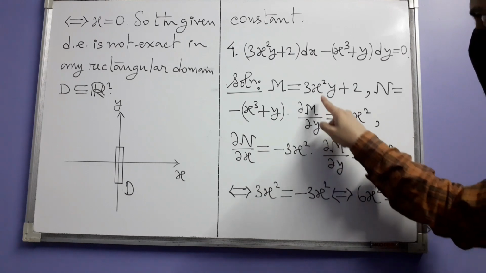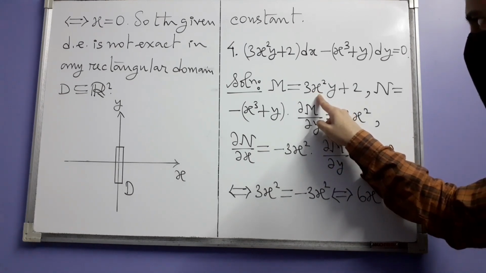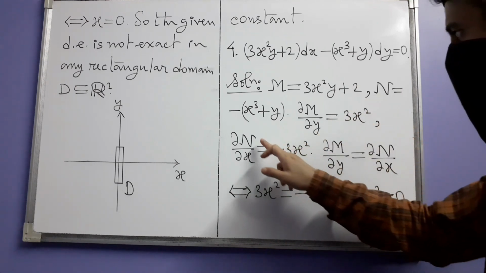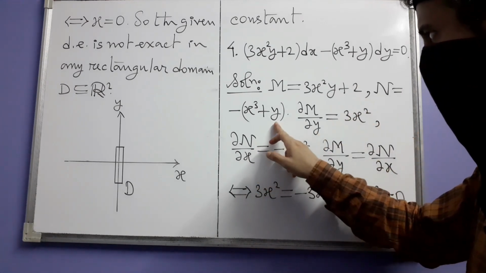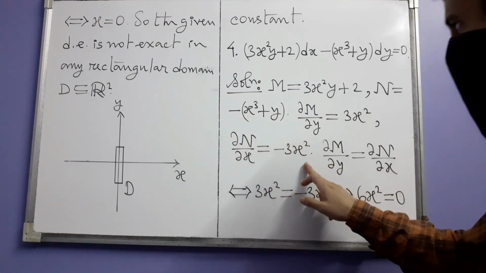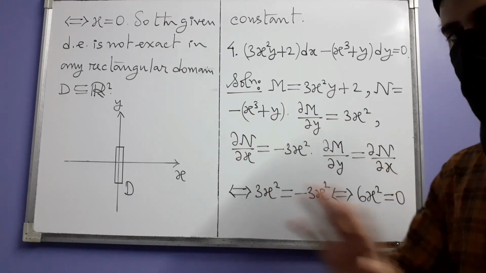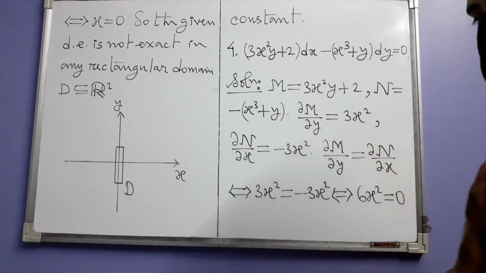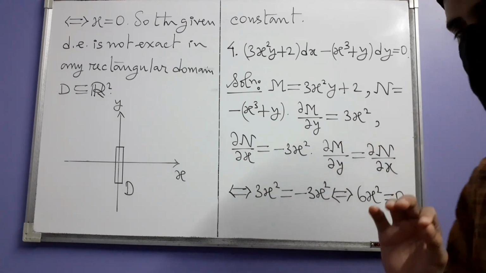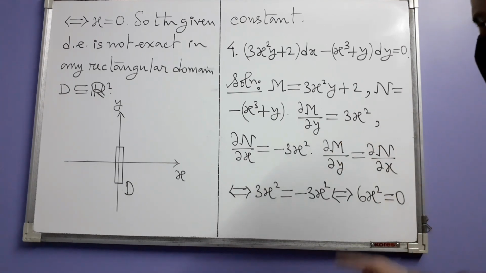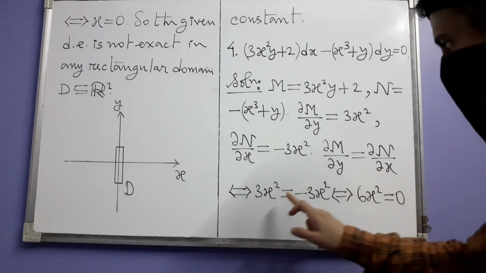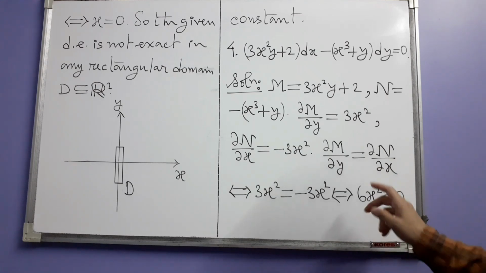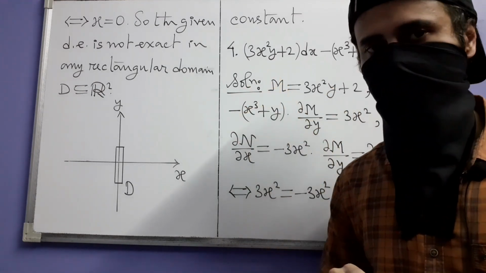If we calculate del M del y, then x is considered constant. So we get 3x squared. The other term of course will give us 0. And if we calculate del N del x, then y is constant. So we get minus 3x squared. These two are not always equal. But of course, there is the possibility for equality for some values of x. So let's see exactly for which values of x these two are equal. Our partial derivatives are equal if and only if 3x squared equals minus 3x squared, if and only if 6x squared equals 0, if and only if x is equal to 0.